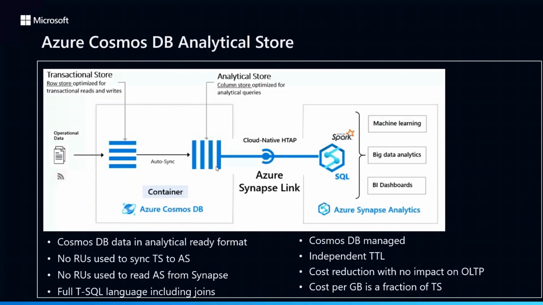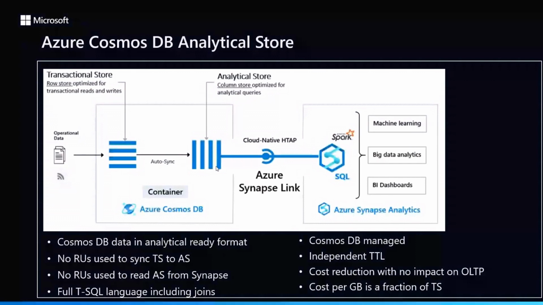So a couple of advantages. Analytical Store is in an analytical ready format, and we don't use your RUs, your request units, to sync the data from transactional into Analytical Store. Also, you won't use your RUs to read from Analytical Store using Azure Synapse runtimes. With Azure Synapse SQL Serverless, you have access to the full T-SQL language to analyze your data in Cosmos DB, including joins, which is not possible today with Cosmos DB SQL language.